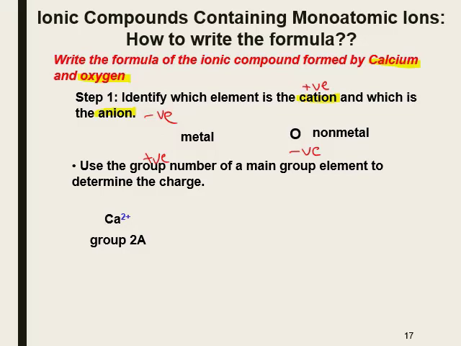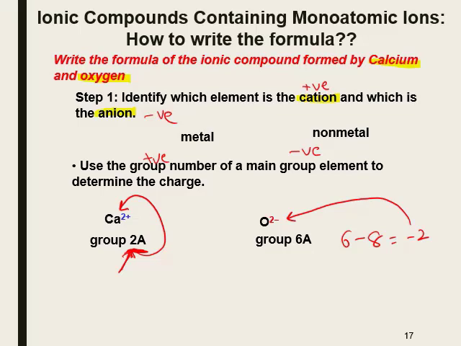If your metal belongs to the main group or A category, all you need to do is look at the number of the group, which is 2. That will be the positive charge of your metal. Hence, our calcium metal has 2 positive charge. On the other hand, in case of a non-metal, to identify the charge, you need to subtract 8 from the group number. So the group number is 6, and 6 minus 8 gives you -2. Hence the charge of your non-metal will be -2.